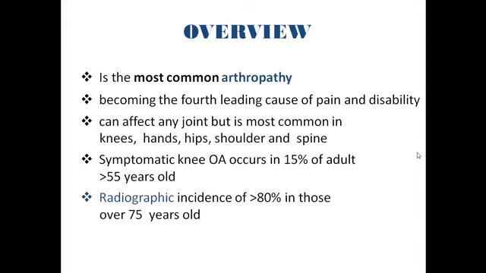Symptomatic knee osteoarthritis occurs in 15% of adults more than 55 years old, which begins at the age of 40 years, but symptoms may be present or not. Radiographic incidence is more than 80% in those who are 75 years old.